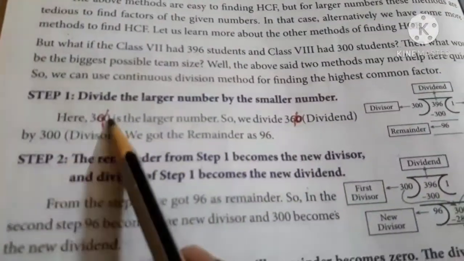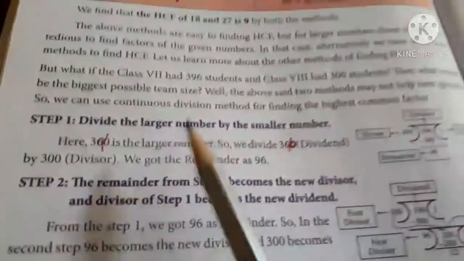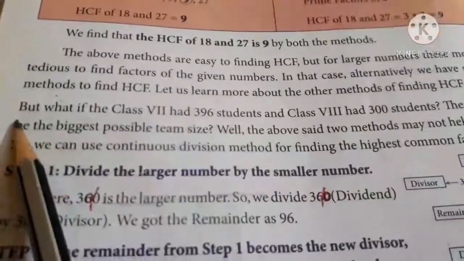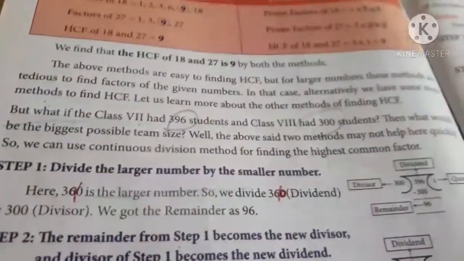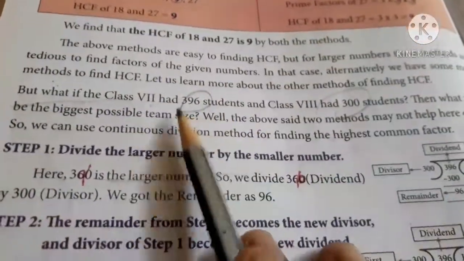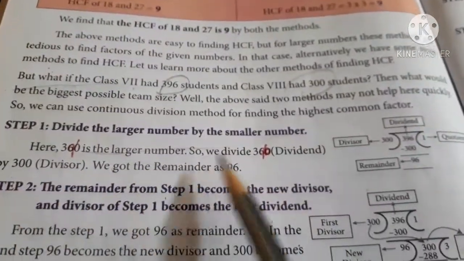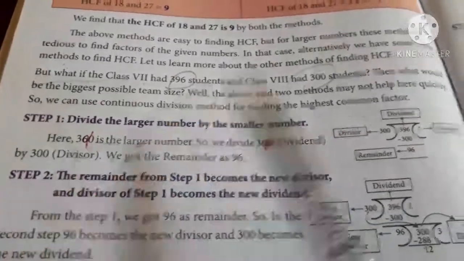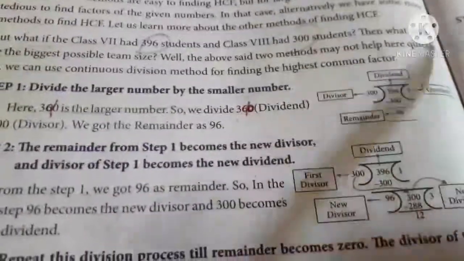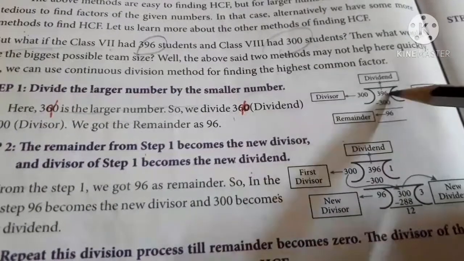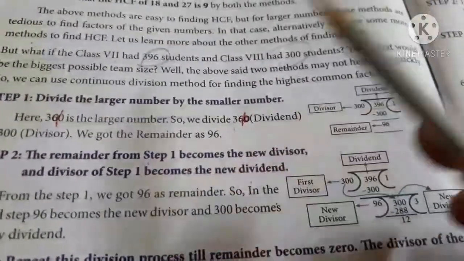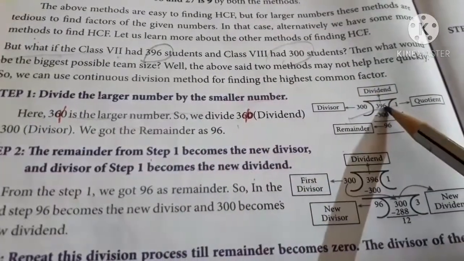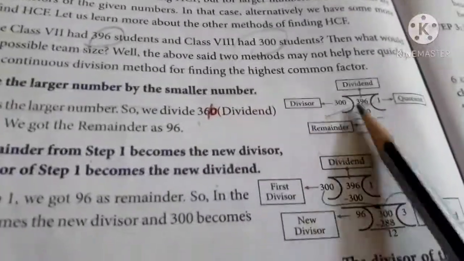The first step is to divide the larger number by the smaller number. Let's find the HCF of 396 and 300. So first step is what? 396 is the larger number, so we divide 396 by 300. We already know the larger number should be put inside the bracket, in the place of the dividend, and the smaller number should be put in the place of the divisor. So let us start to divide now.